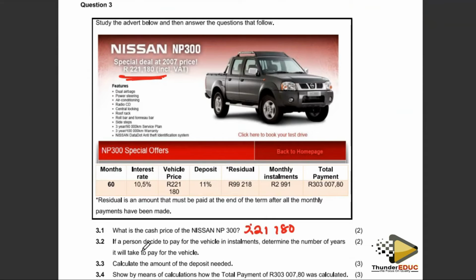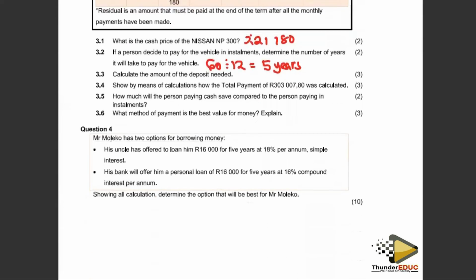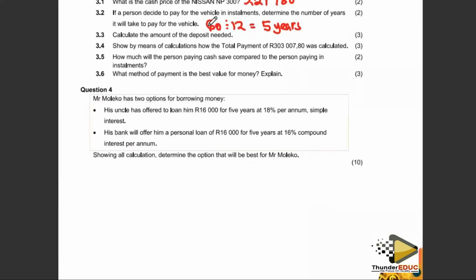If a person decides to pay the vehicle installments, determine the number of years it will take to pay the vehicle. Remember, we are given months, they are not years. So all you have to do is get the months, turn them into years, divide by 12, and you get your answer: 5 years. This is not that hard. All right, that's not hard.